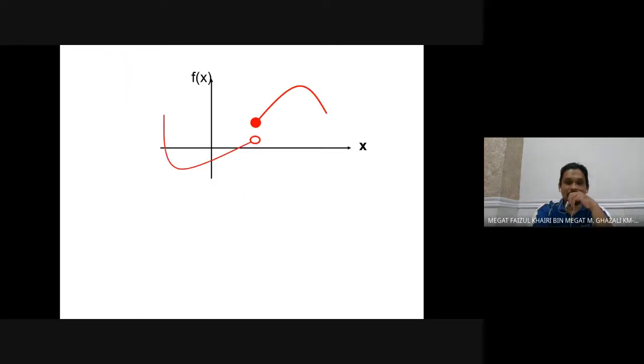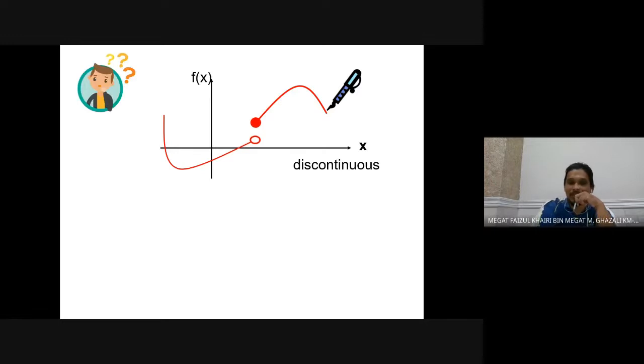And what about this? Look at this. On the left side, it moves smoothly, but then we need to shift the pen above, jump the pen above, and sketch another part of the graph. So this is not continuous, or discontinuous.